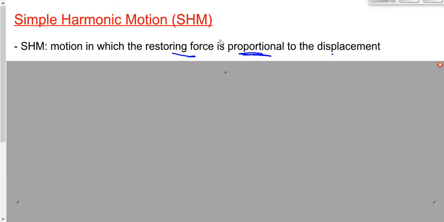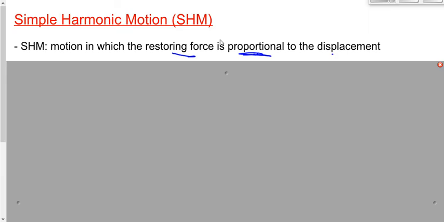Without physically measuring numbers? Sorry? It returns back to its normal position. In fact, it actually goes through its normal position. It returns to its normal position and then goes right through it and then goes to the other side and comes back to its normal position and then goes through it and then goes back to its normal position and so on. In other words, simple harmonic motion, motion in which the restoring force is proportional to the displacement, always results in motion that repeats itself.